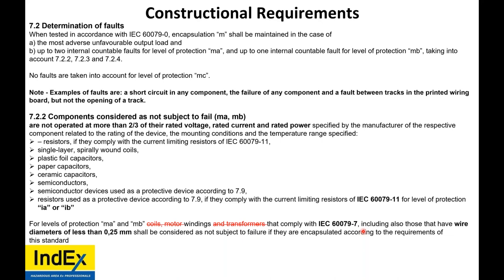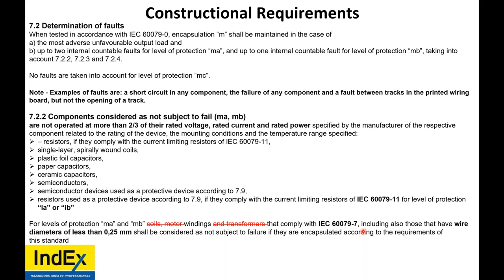No, it's faults during unperceived operations of a device, not a fault due to installation from the very beginning. Install it correctly the first time. Now, examples of faults are a short circuit in any compound, the failure of a component, or faults between tracks in the printed wiring. So basically, on a circuit board, if you have continuity between different lines.